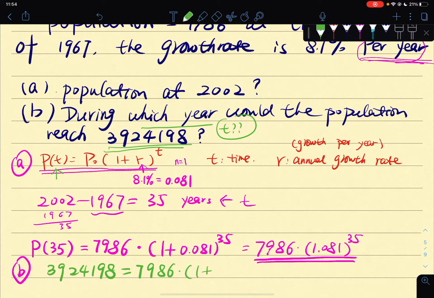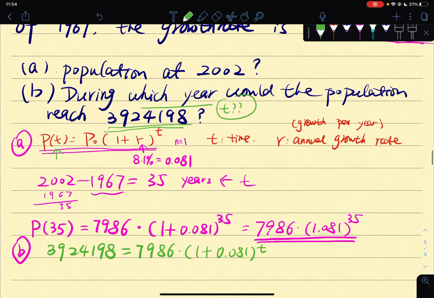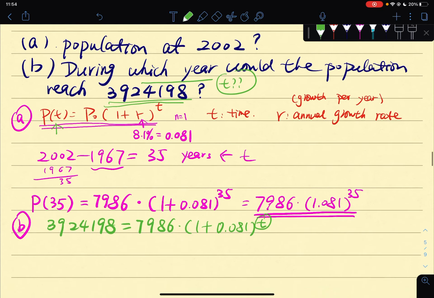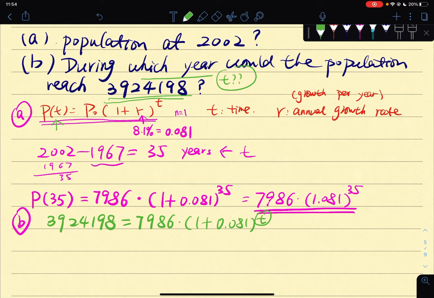I know it's compounded in this way. However, I don't know how many years I have to wait. So I'm trying to solve for the exponent. Hopefully you get familiar with this type of structure already. Whenever I'm looking for the exponent in a basic exponential structure, I want to convert it into the log structure. So I have 3924198 divided by 7986 equals 1.081 to the power of t.